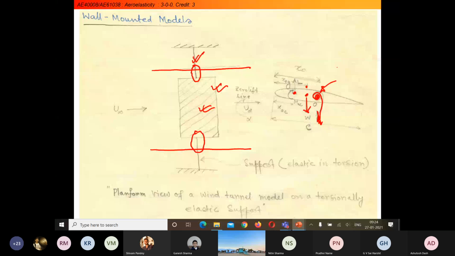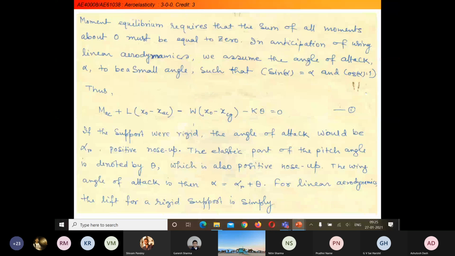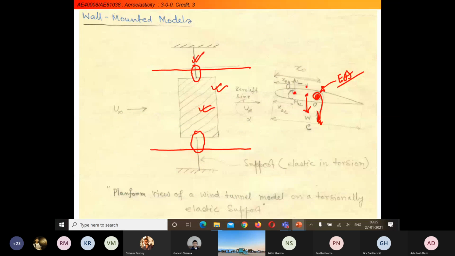Now let me come to the condition of equilibrium of this aerofoil, which we are going to test in the wind tunnel. When we consider the equilibrium of the system in terms of moment equilibrium, it requires that the sum of all moments about point O, the elastic axis, be zero. This is the point O, the elastic axis. All the forces or moments acting about this point O should be equal to 0.